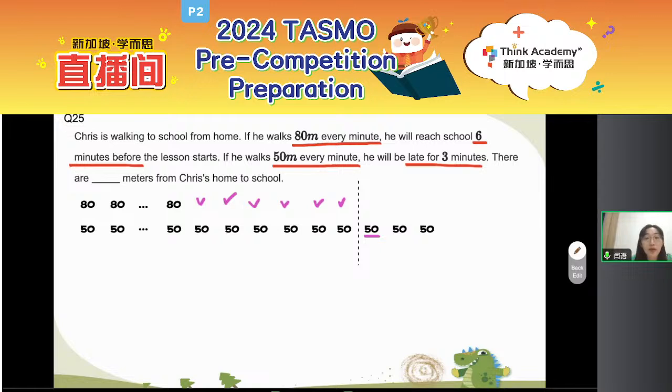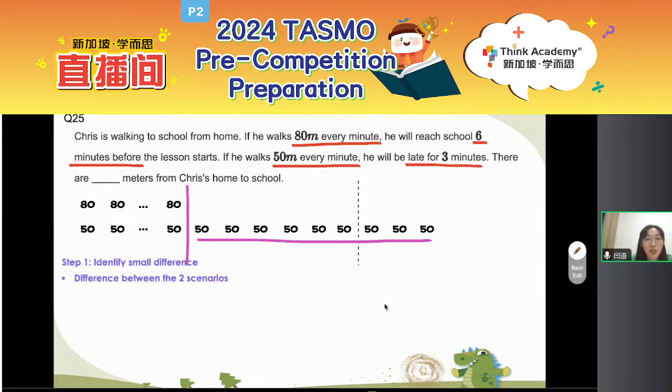Okay, so here, following this, let's compare these 2 cases. You will find that what is the big difference? For the big difference, that is for all of them. Okay, so here, let's follow the steps and list down the equation. The first one, we need to figure out the small difference. Compare these 2 cases, you can see that the small difference in each minute, actually, that is 80 minus 50, which is 30 meters.